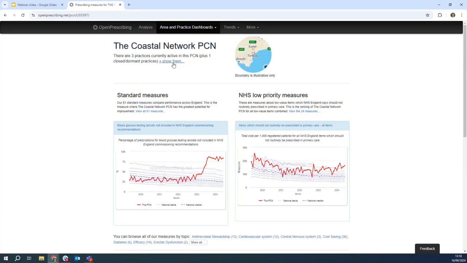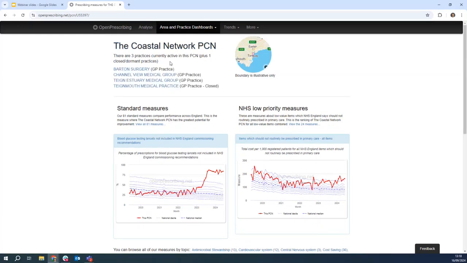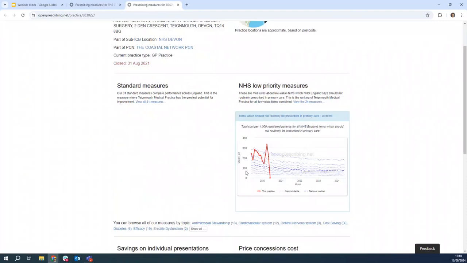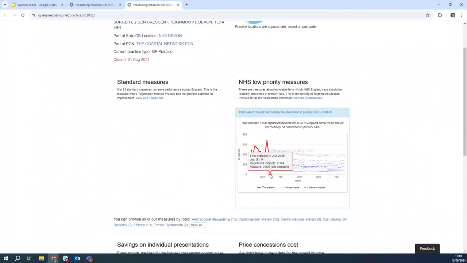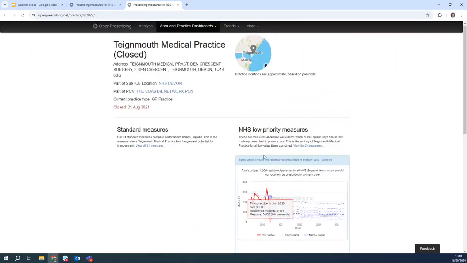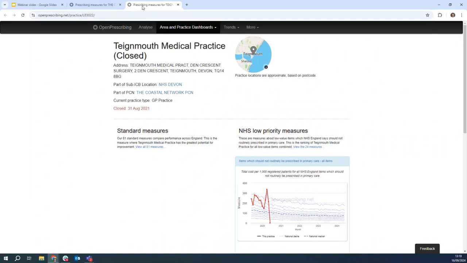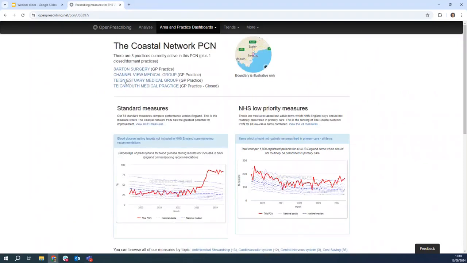So we can load this up and we can have a little bit more information about this PCN. You can see this is 3 different GP practices, and then this one that's closed. You can have a look at the one that's closed, and you can see it closed a good amount of time ago. June 2020 is the last time, or closed August 2021, but there doesn't look like much data for a long time there. So that's probably not going to pop up too much and worry us too much today.